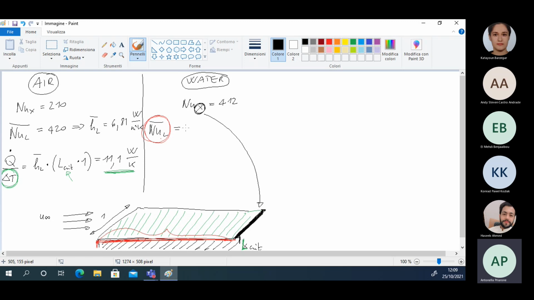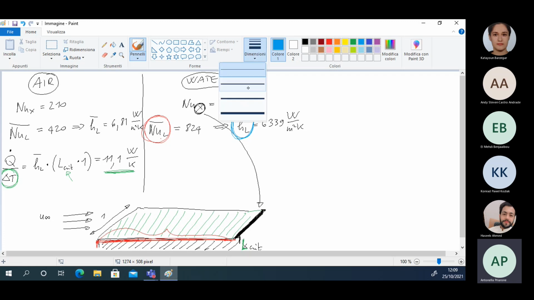And in this case, I obtain 824, with a corresponding average value of the convective coefficient H equal to 6,339 watt over square meter Kelvin. Why do I have to consider an average value of the H coefficient?